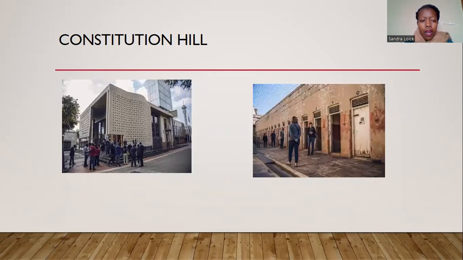This is how the left picture is the Constitutional Hill on the outside, and on my right those are the tiny prisons that people used to be put in, being punished, being brutally treated, and the history is tragic. It's traumatizing to a certain extent.